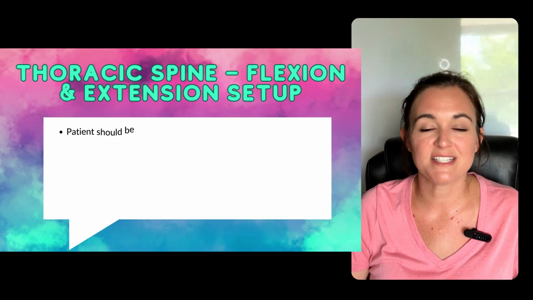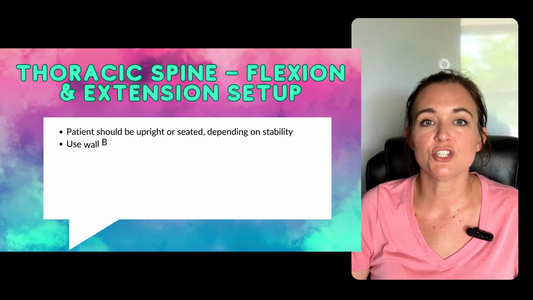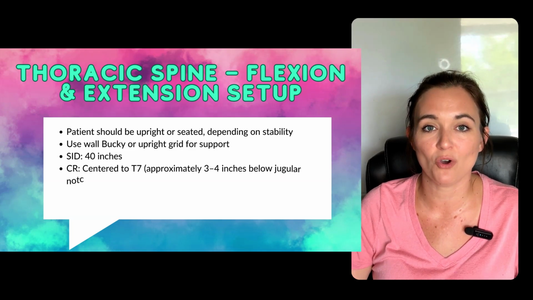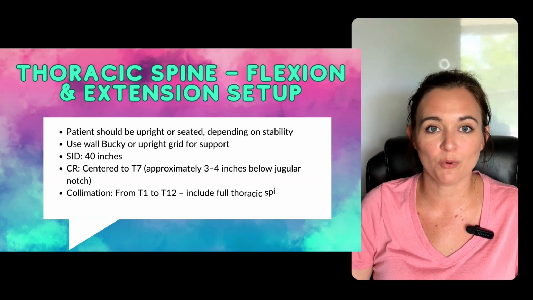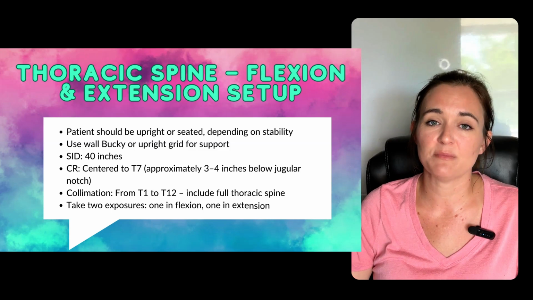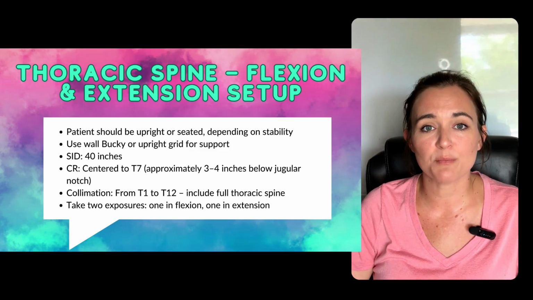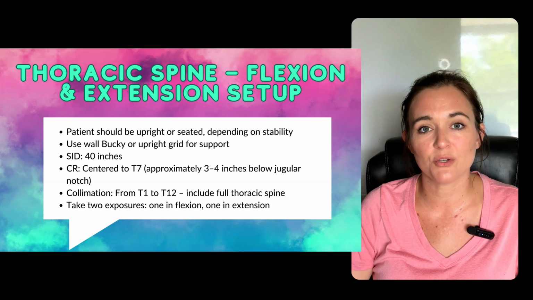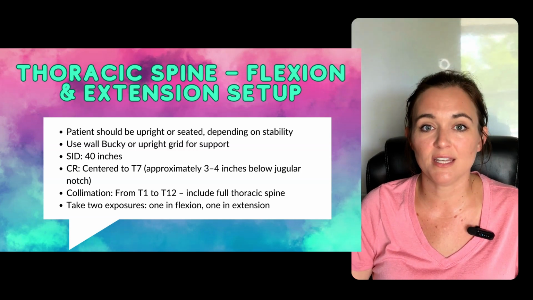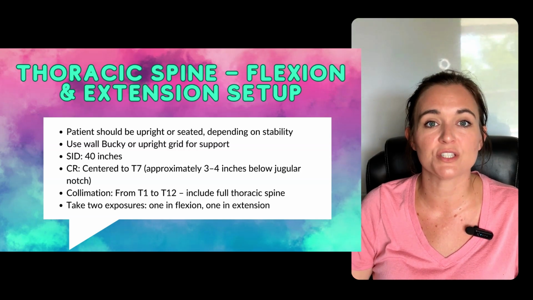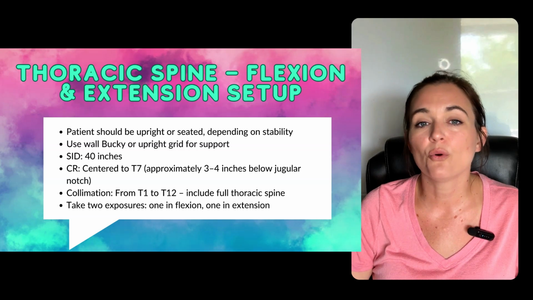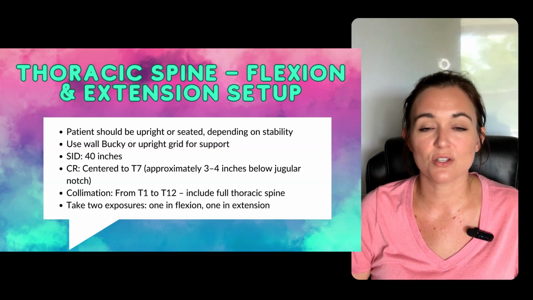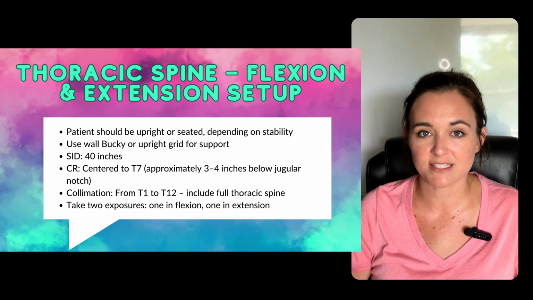Here's what the positioning setup looks like. Your patient should be upright, either standing or seated against a wall bucky or upright board. If they're unsteady, have them sit. Safety always comes first. Your SID is 40 inches. The central ray goes to T7, which again is about 3 to 4 inches below the jugular notch or right around the mid-scapula level. You'll take 2 images, one in flexion and one in extension.